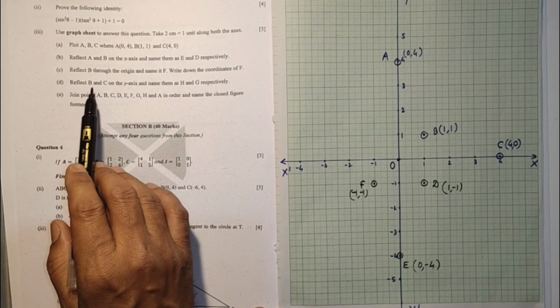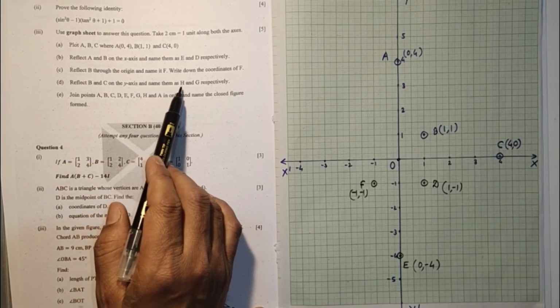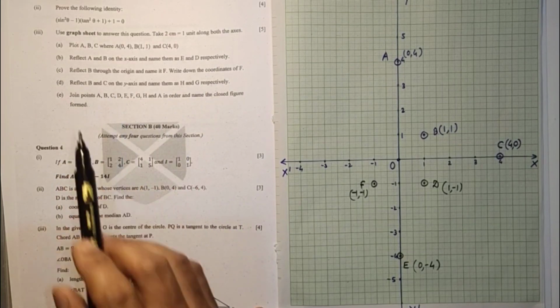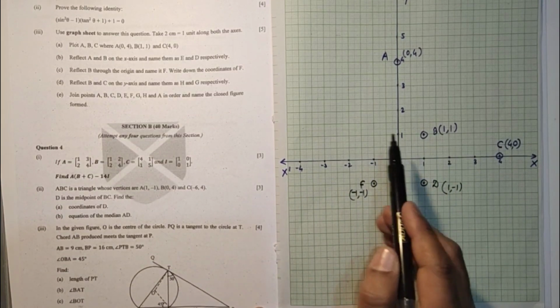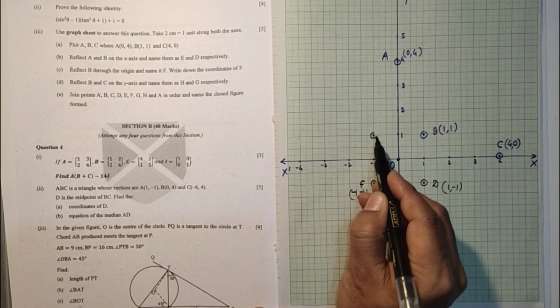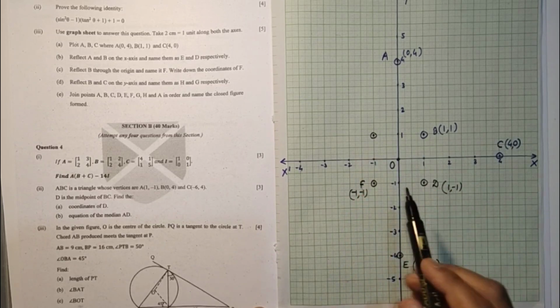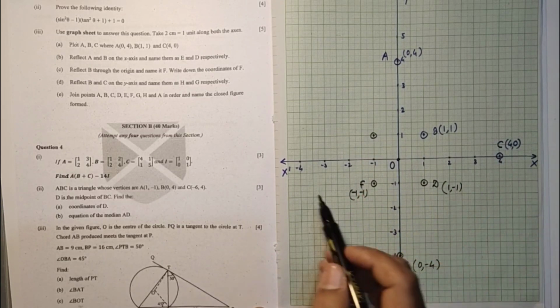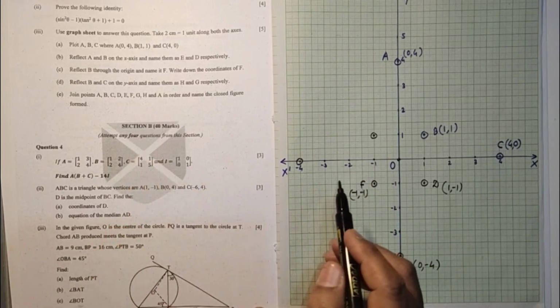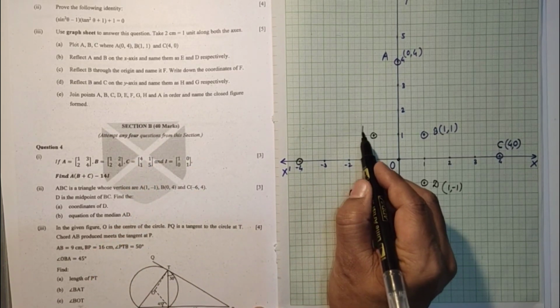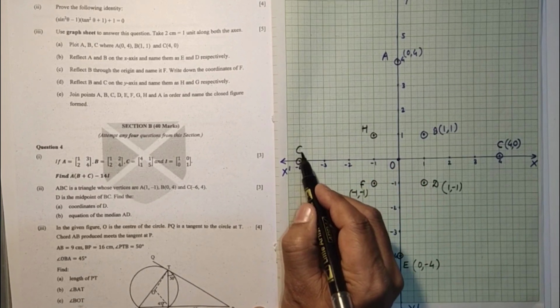Reflect B and C on the y-axis and name them H and G. So B and C. Here is B, here is C. This is reflected about y-axis. This C point is reflected about y-axis, will be over here. And these names are H and G respectively. So B is H and this is G.